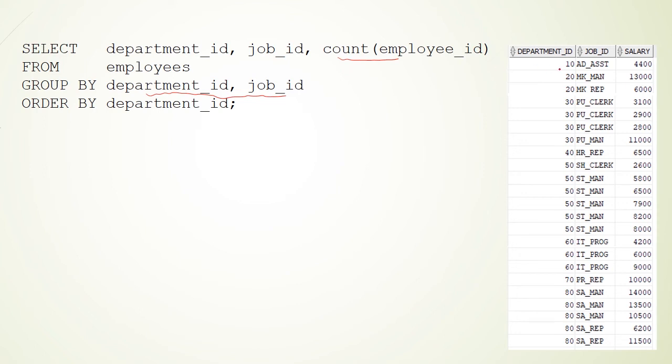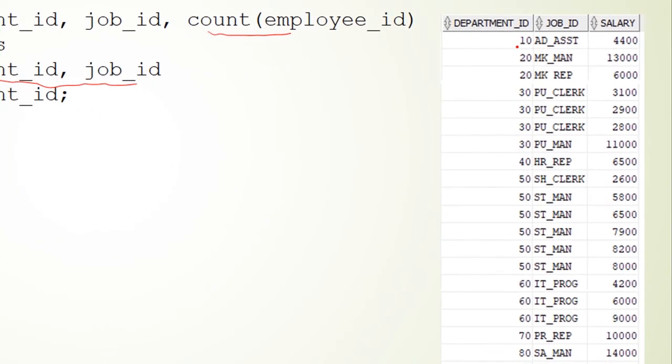Let's have a look at this sample of data from the employees table. This is department 10, and this is the job ID AD assist. This is department 20, MK man. This is department 20, MK rep. This is department 30, and so on. So group by department ID, job ID means divide the rows by department by job.